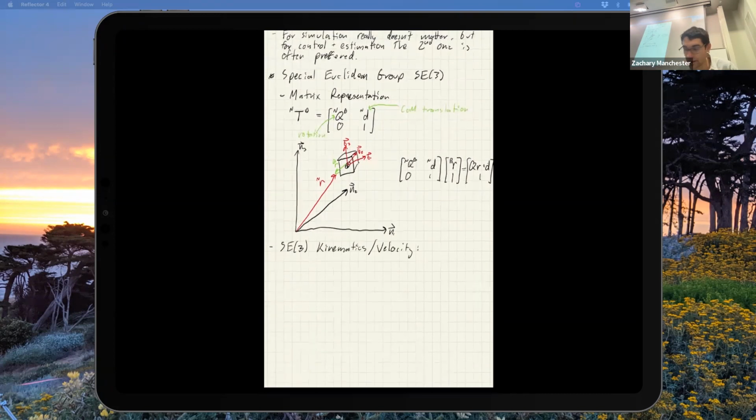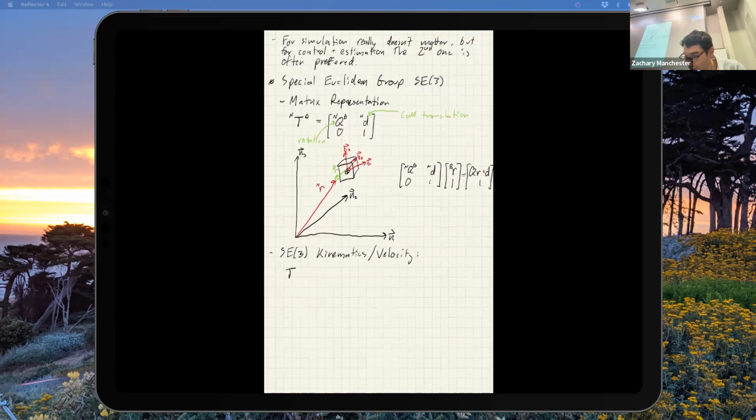Okay, so we're going to do the following. We're going to take a little perturbation of one of these. So we have T times some delta T, a small but finite transformation. And we're going to write down the Taylor expansion-y stuff. So we got this guy, the nominal T, and now we're going to write down a small delta Q and a delta D over here, and multiply that out and see what happens.